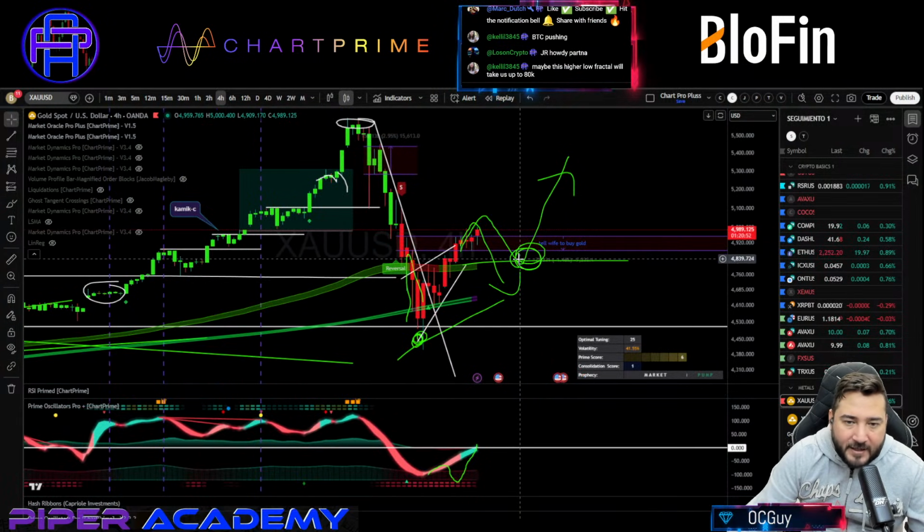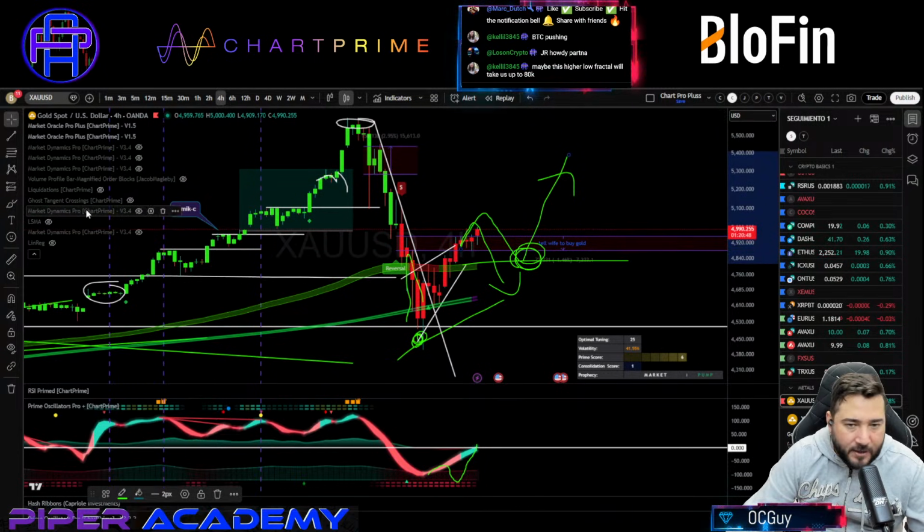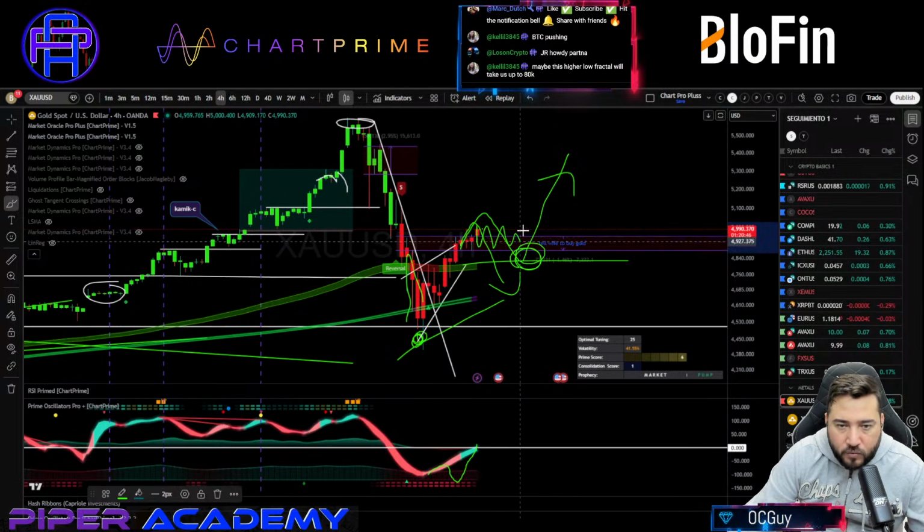So if we get this retracement, that's what I'm expecting. We can get that re-entry. Remember, we can also range in this area.